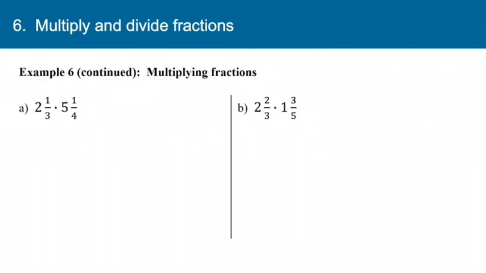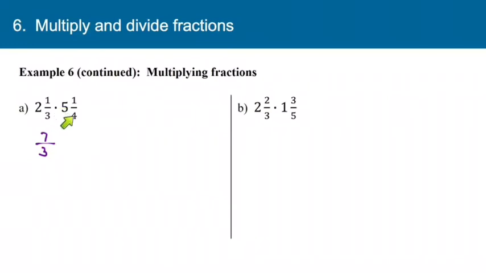So here are a couple of examples. Here we have 2 1/3 times 5 1/4. So I'm not going to try to work this in mixed number form. The first thing I'm going to do is convert this mixed number to an improper fraction. 3 times 2 is 6, and 6 plus 1 is 7. So this becomes 7/3.